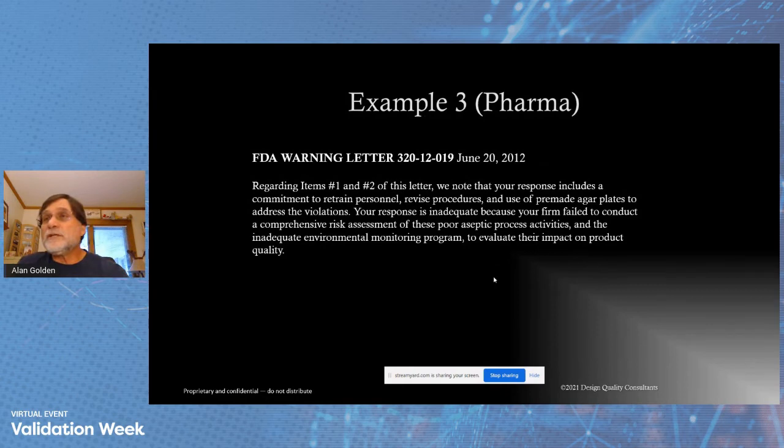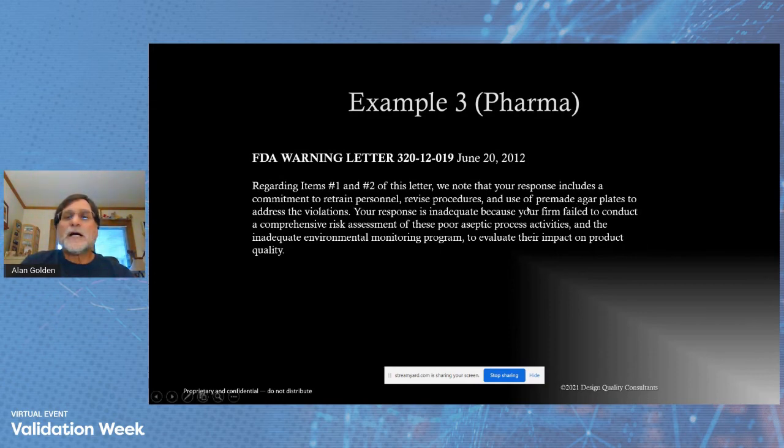So for those of you in the pharma universe, regarding items 1 and 2 of this letter, we know that your response included a commitment to retrain personnel. And by the way, for those of you involved in CAPA or any response to the FDA, the weakest response you can give is we're going to retrain everybody. And that seems to be a common situation. Oh, we screwed up, we'll retrain. It's never that simple. It really is. And it's putting the blame on all the operators, and it's usually not their fault. Usually it's bad procedures or whatever. But again, so be careful there.